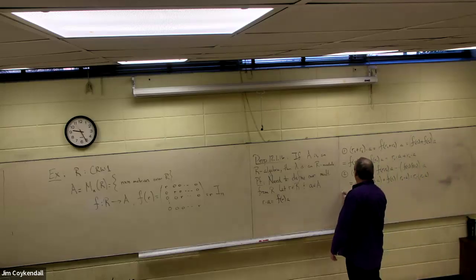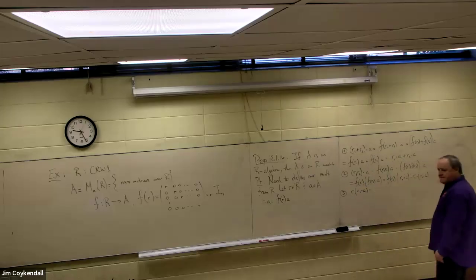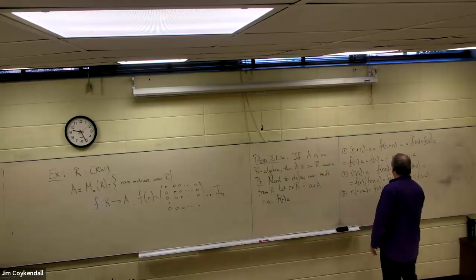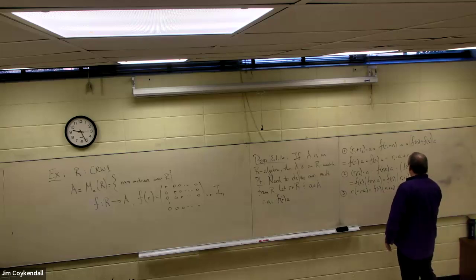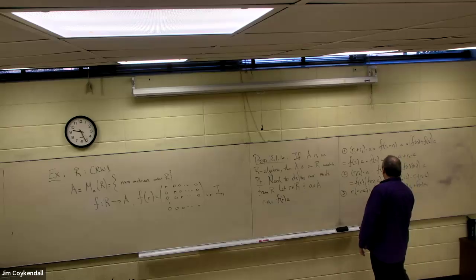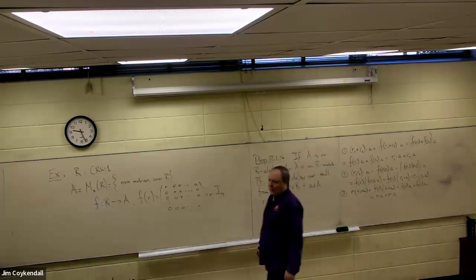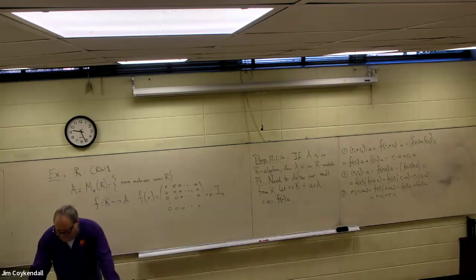And 3, R, again, by definition, this is F of R, A1 plus A2. These are all elements of the same ring, so I can distribute. R, A1. Okay, so there you go. So this structure makes this an R module.